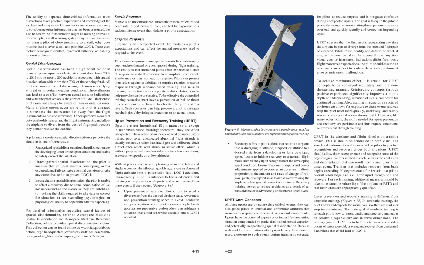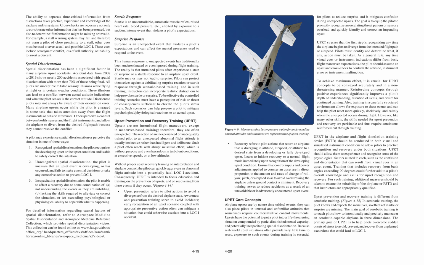UPRT should allow them to experience and recognize some of the physiological factors related to each, such as the confusion and disorientation that can result from visual cues in an upset event. Training that includes recovery from bank angles exceeding 90 degrees could further add to a pilot's overall knowledge and skills for upset recognition and recovery. For such training, additional measures should be taken to ensure the suitability of the airplane or FSTD and that instructors are appropriately qualified. Upset prevention and recovery training is different from aerobatic training.